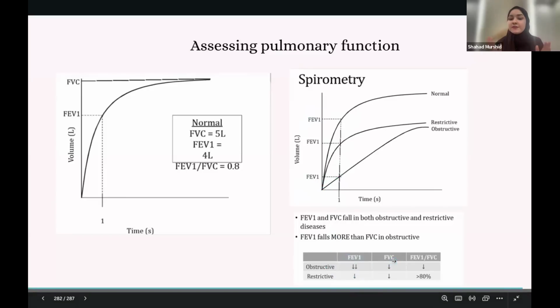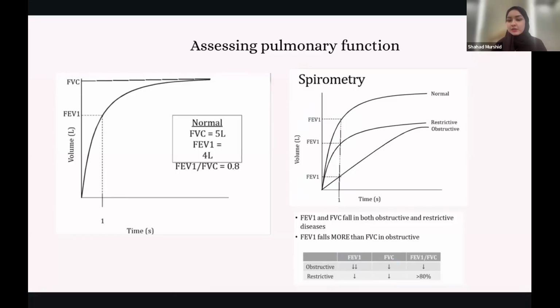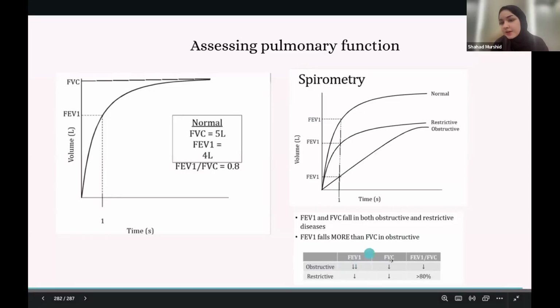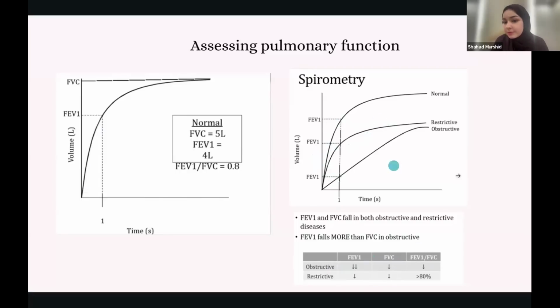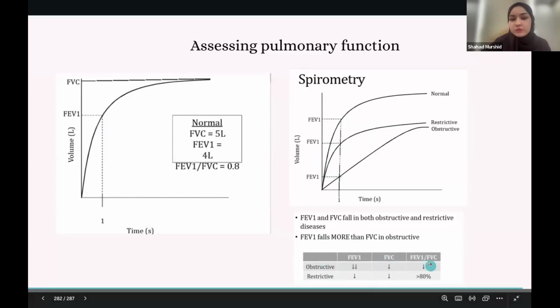Because as we said, the FVC is the total air that you can exhale. They don't have any problem with that. They have all the air in their lungs. They can exhale all of it. It's just difficult for them. So the problem that you'll see is within the first second. So FEV1 will be decreased, and then FVC will be decreased, but slightly. So the overall ratio will be decreased in an obstructive disease. Okay, so make sure you know how to differentiate between the normal, the restrictive, the obstructive, and their ratios.